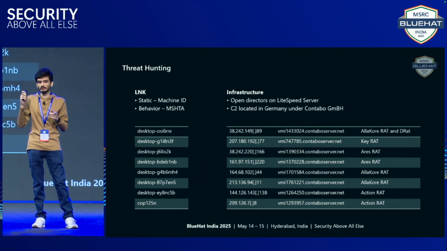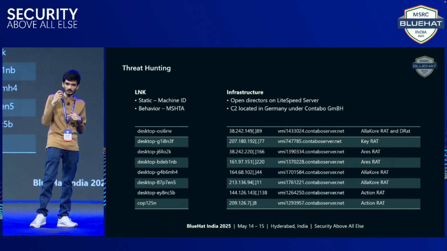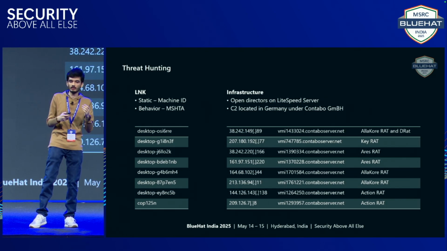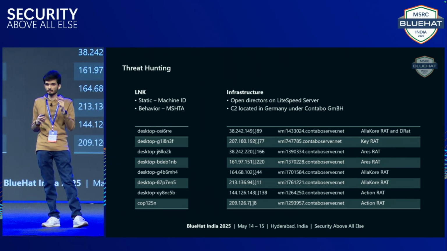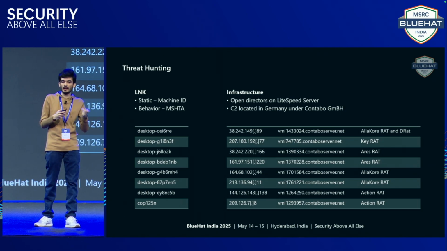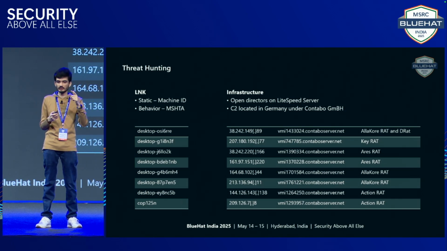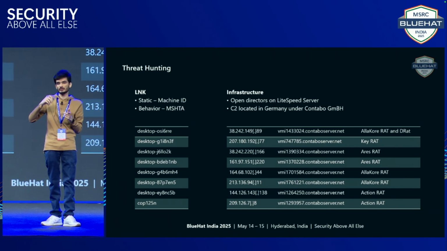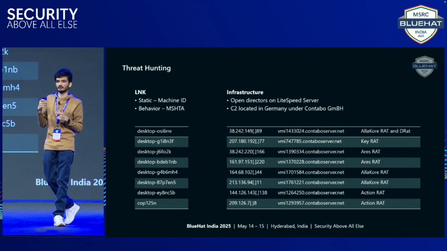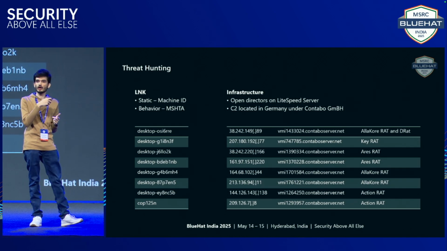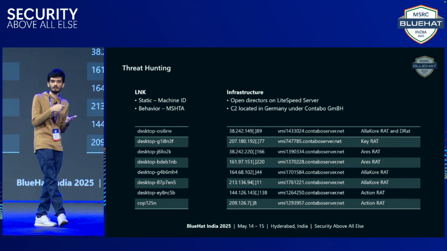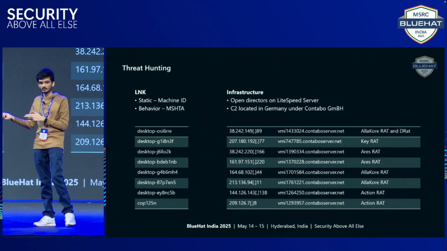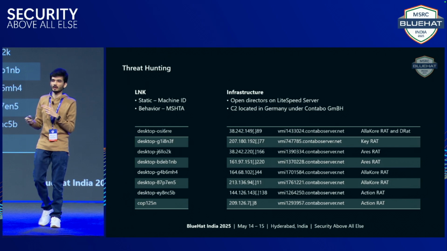So these are all the threat hunting lures that we have initially used, whereas for hunting the LNK files, we have used static machine IDs that are registered with these LNK files. So these are the hunting files that we have initially found, and for behavior-based threat hunting, we looked at how MSHTA is used to trigger this specific execution. Then later we saw how PowerShell was used, and based on this, we have threat hunted on various platforms like VirusTotal. And for hunting the infrastructure, we have used tools such as Validin and Censys.